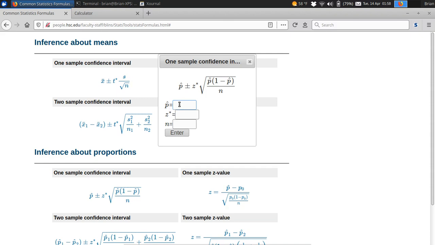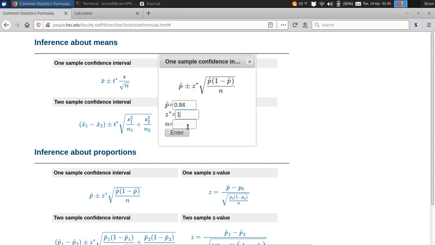P hat is the sample proportion. For the Democrats, it was 84%. Now, you can't type in 84 because that's not actually the answer. It's 0.84. Because if I put an 84 in here, 1 minus 84 would be a negative number, and you can't take a square root of a negative, right? So just make sure you always put percentages into the formula as decimals or fractions, but not the percent number. Okay.